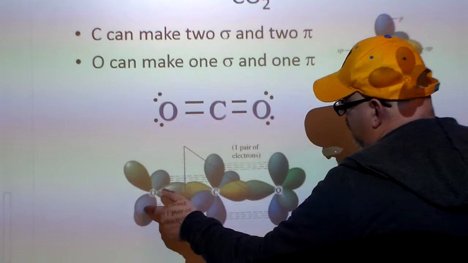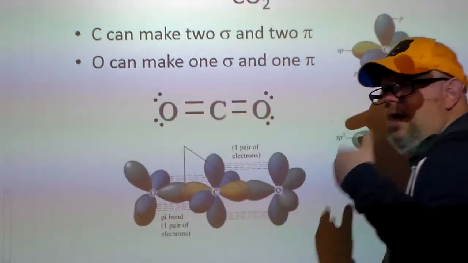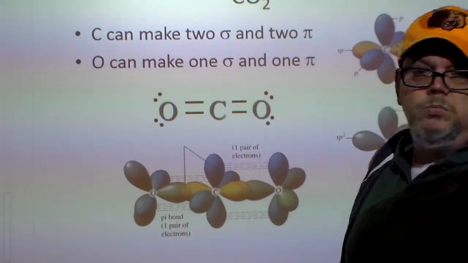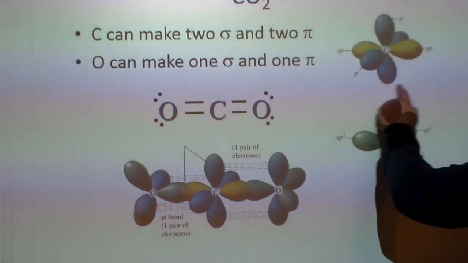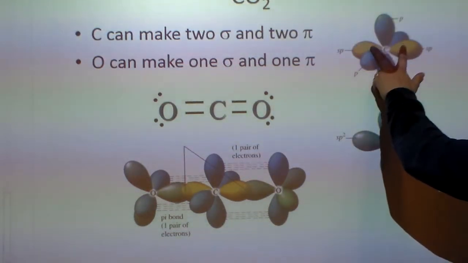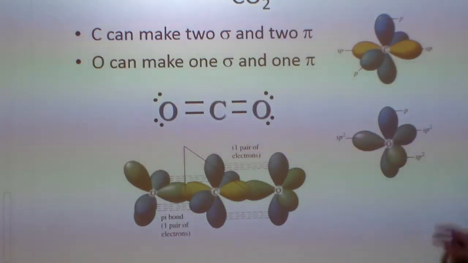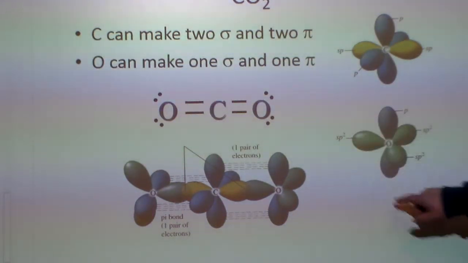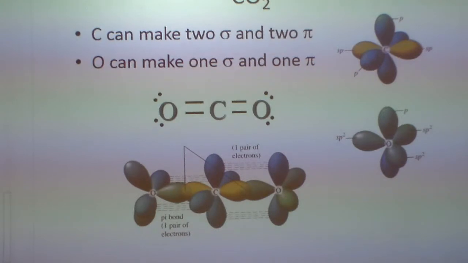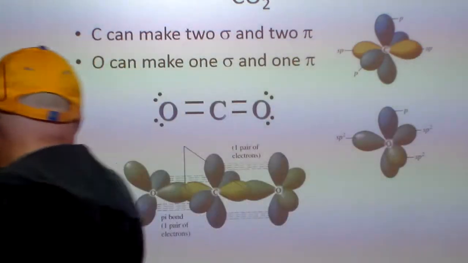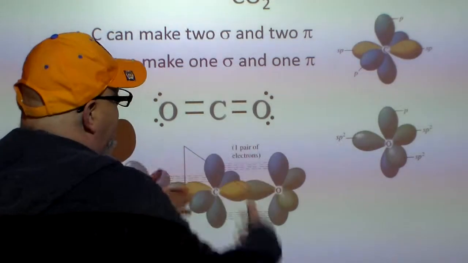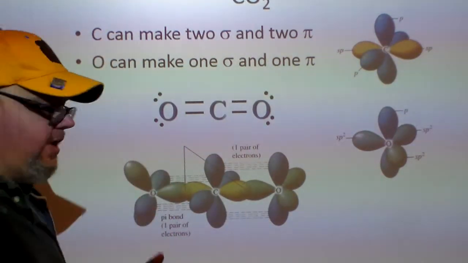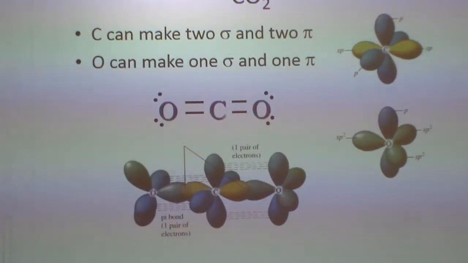Does it matter if the electrons are down here or up here in terms of the pi bond? No, it doesn't. But when you look at it, here's your carbon atom by itself with its sp hybridization. Here is oxygen with its sp2 hybridization. So when we look at how they combine, now we have a better understanding about what's going on here.